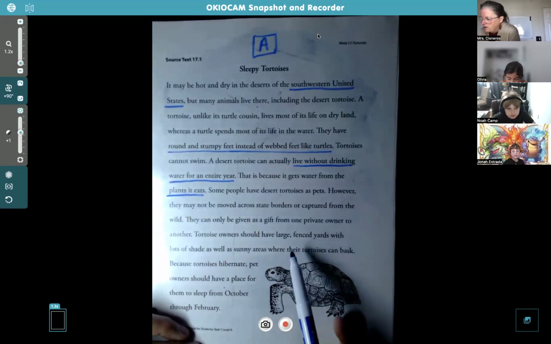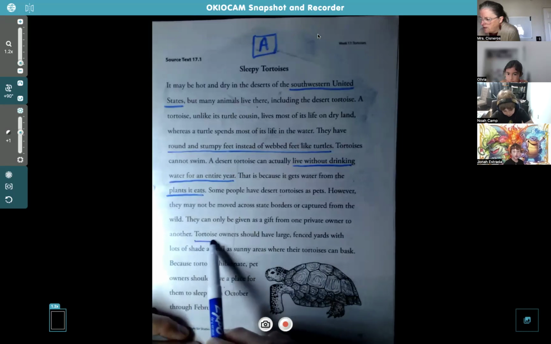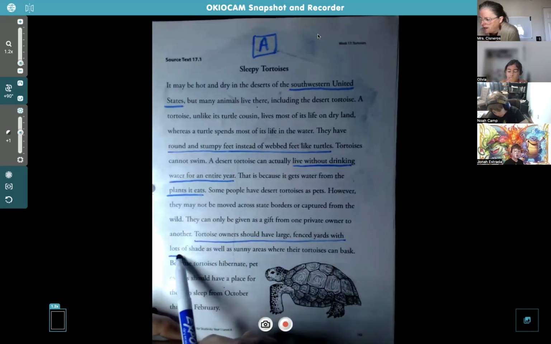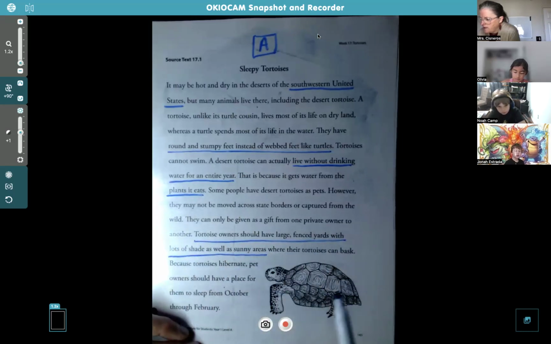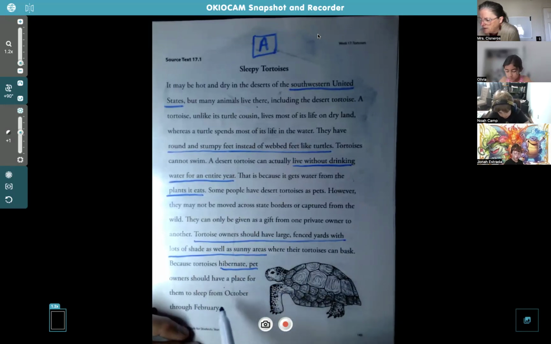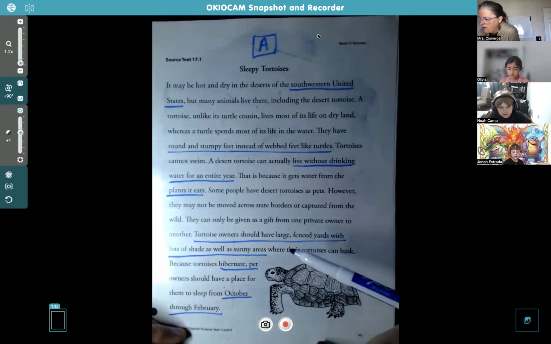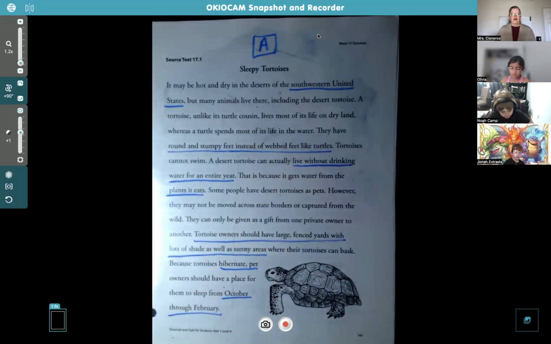I like this part about the tortoise owners. They have to have a large fenced area with lots of shade, as well as sunny areas. And then the part where they hibernate, October through February. So I have like 1, 2, 3, 4, 5, 6. That's okay. I have 6. I think I can use this first one here next to the Roman numeral on my outline.